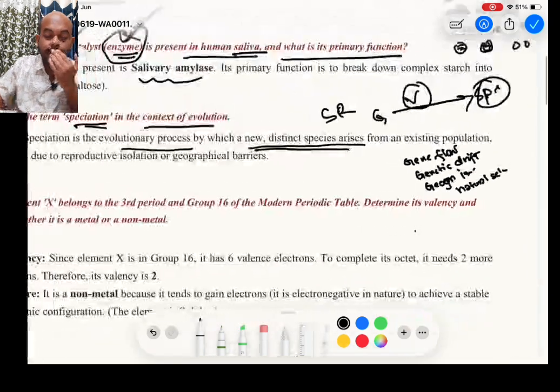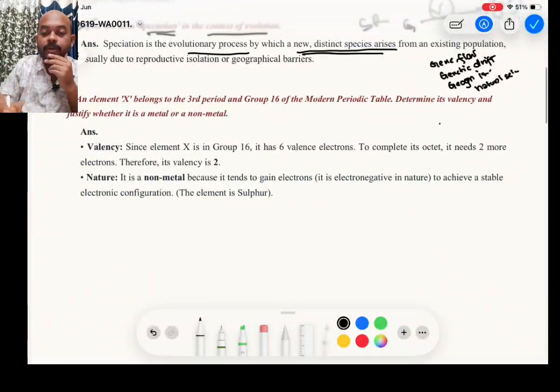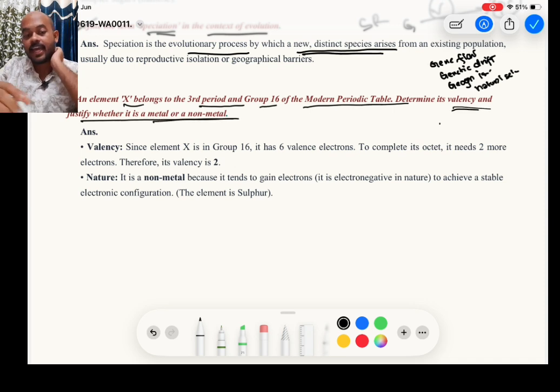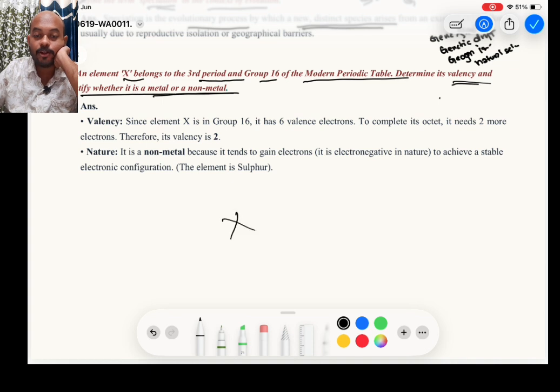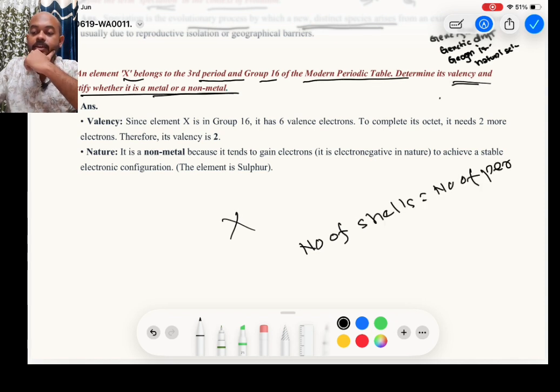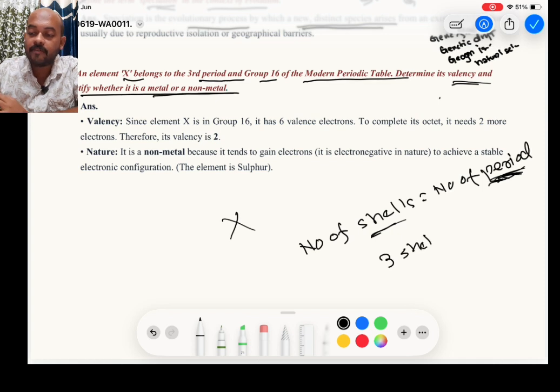Okay, next, an element X belongs to third period and group 16 of the modern periodic table. Determine its valency and justify whether it is a metal or non-metal. Now you see here an element X is given. Okay, it belongs to the third period. You know that number of shells equals number of period. So definitely as shells and number of periods are similar, if it is given in third period, definitely it will have 3 shells. So it will be KLM. How many shells? 3 shells are there, KLM.